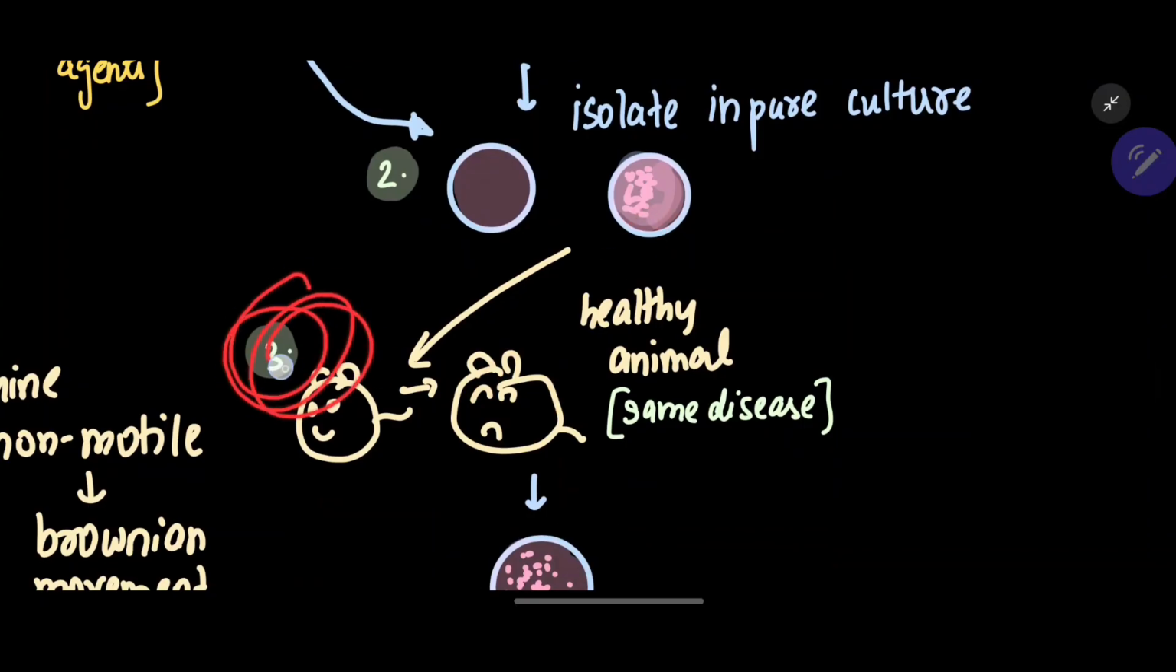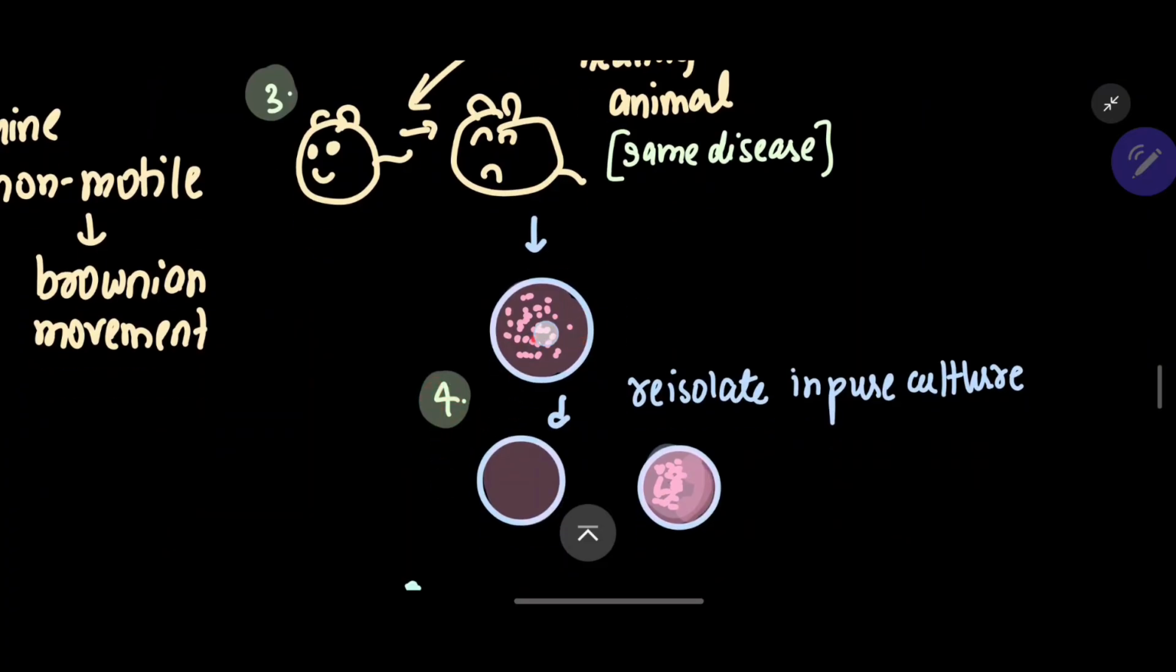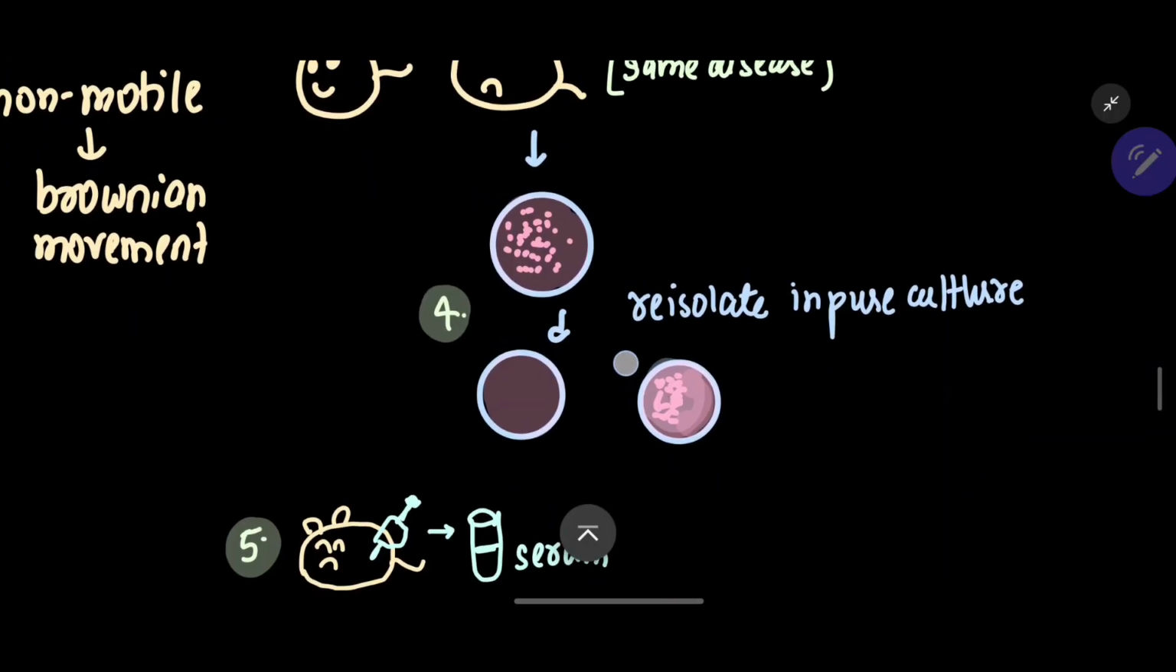So the third postulate is that the same disease must result when the isolated microorganism is inoculated into a suitable laboratory animal. And then the last one is that it should be possible to re-isolate the organism in pure culture from the lesion produced in the experimental animal. Okay, we are done with four.